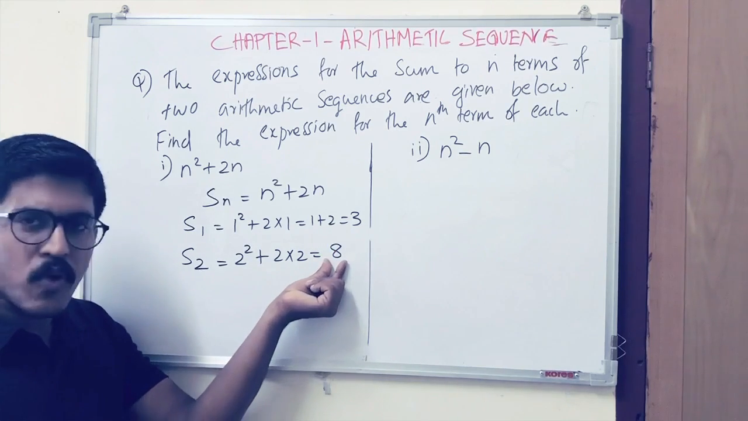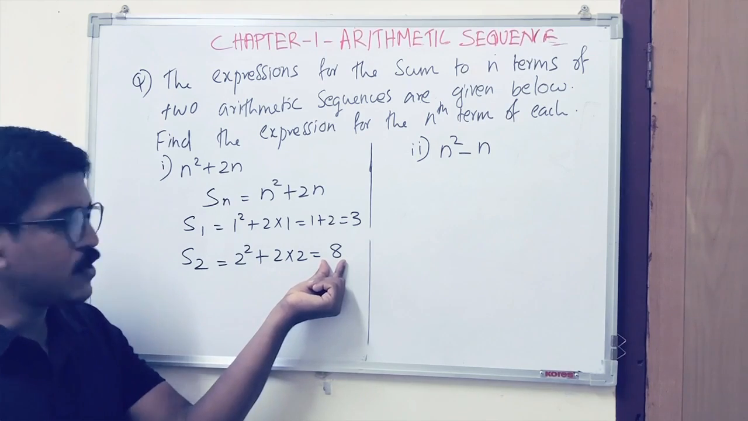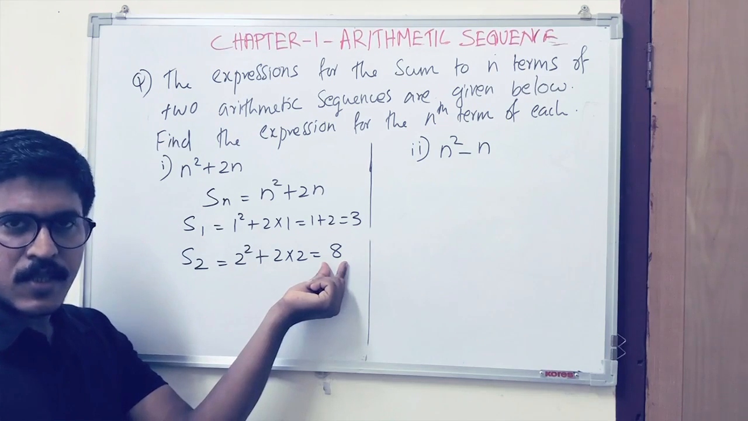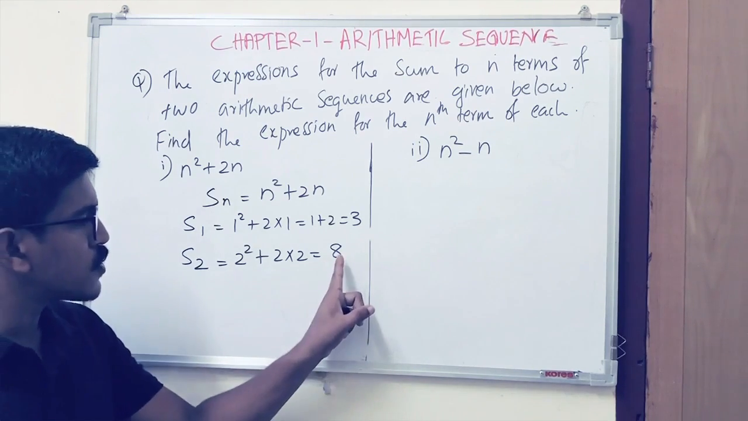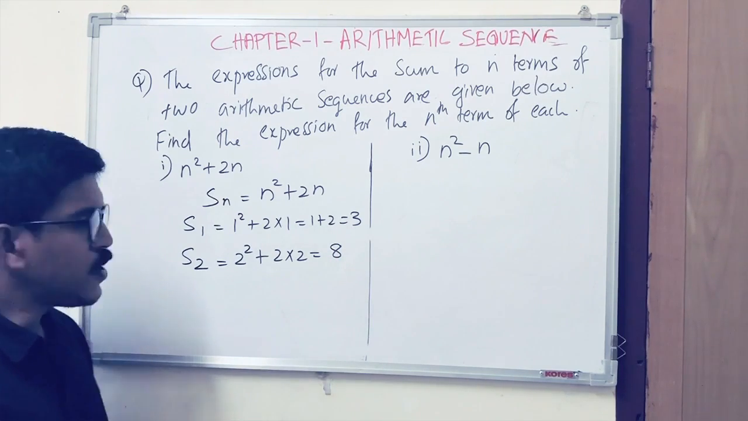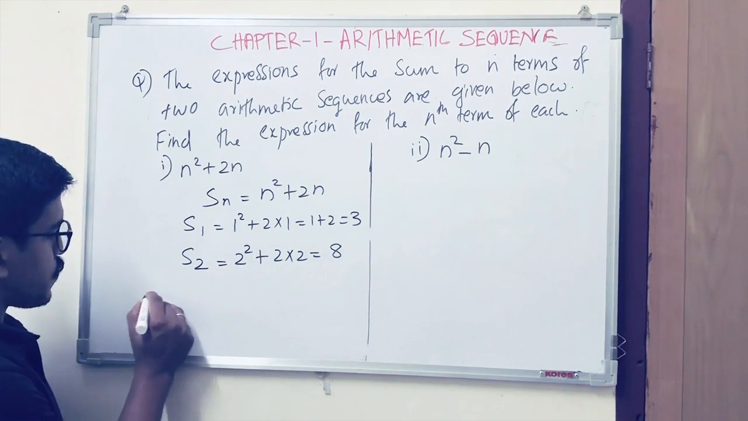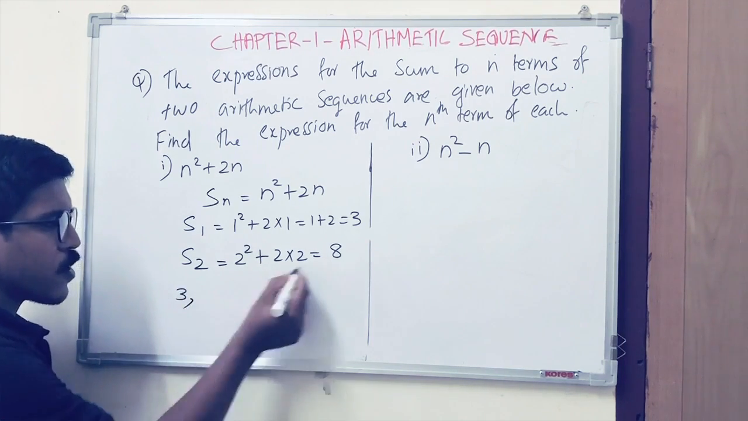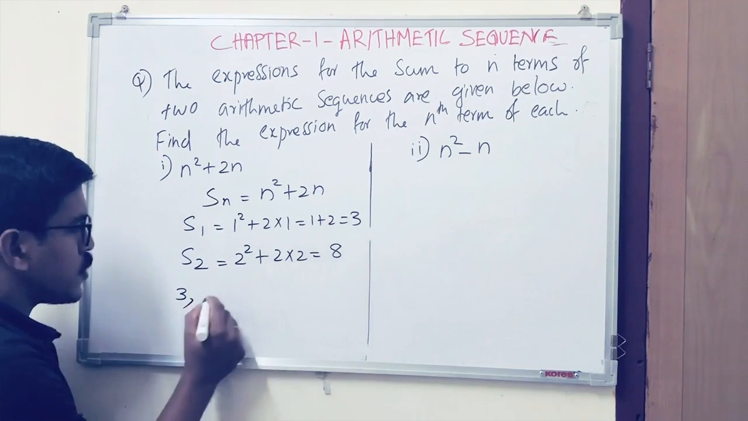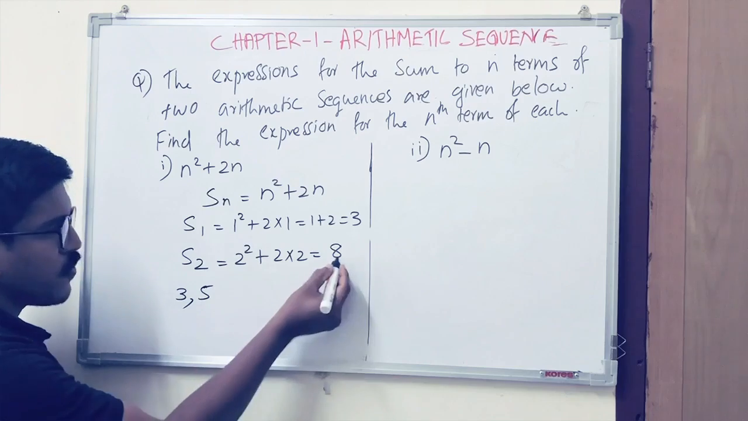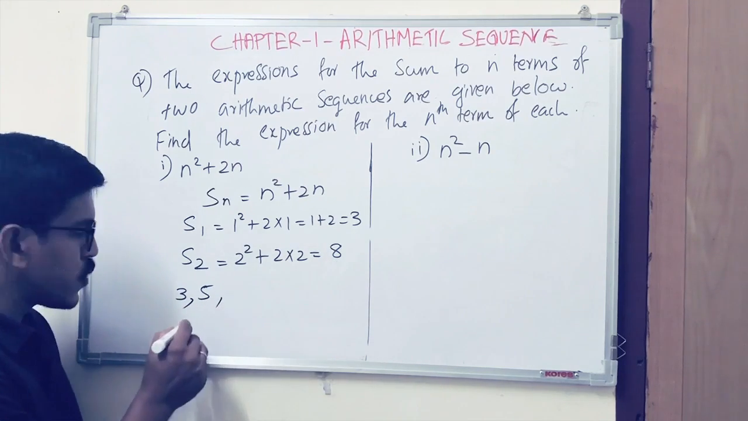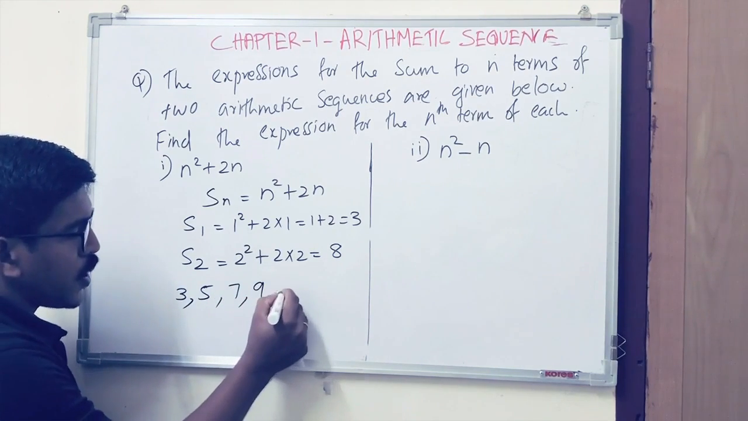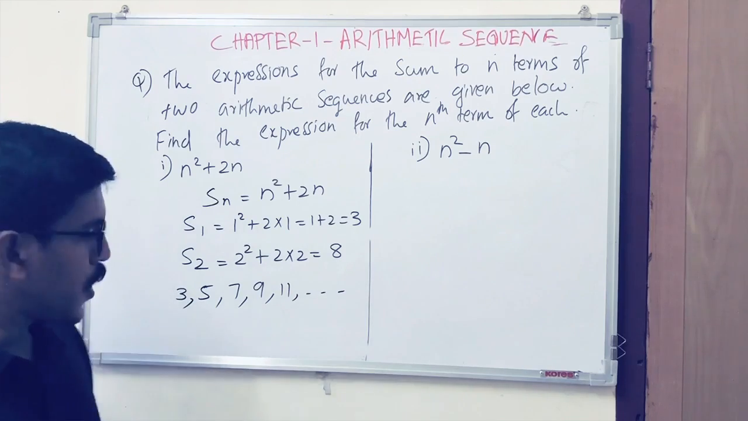Here, this is the sum of the first two numbers. The first number is 3, the sum of the first two numbers is 8. So the second number we can easily find out, we can subtract 3 from 8. That is, our sequence is 3 is the first number, the sum of two numbers is 8, so 8 minus 3, 5 will come. So see here, 3 plus 5, 8. Now the common difference we got is 2. 3 plus 2, 5, 5 plus 2, 7, 7 plus 2, 9, 9 plus 2, 11. This is our arithmetic sequence.